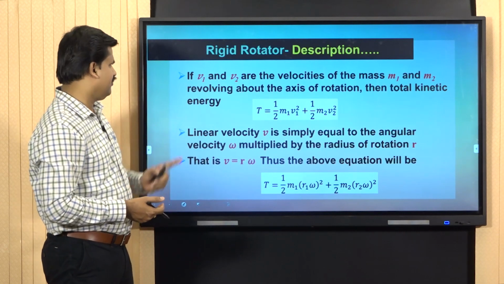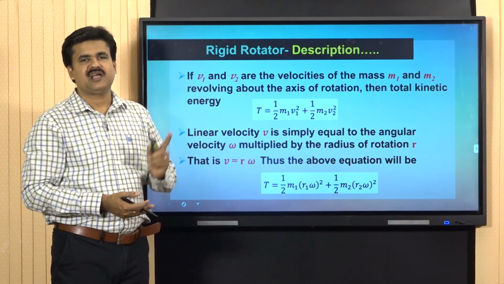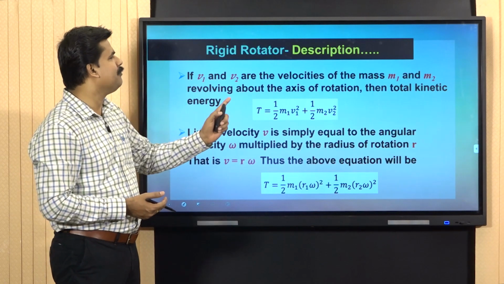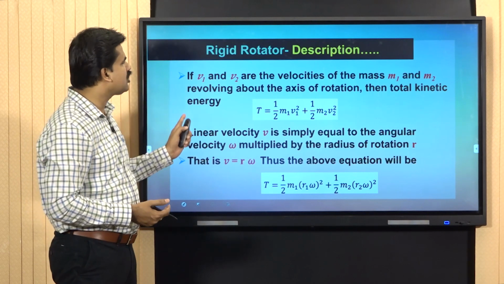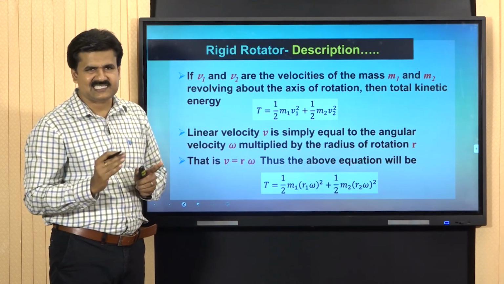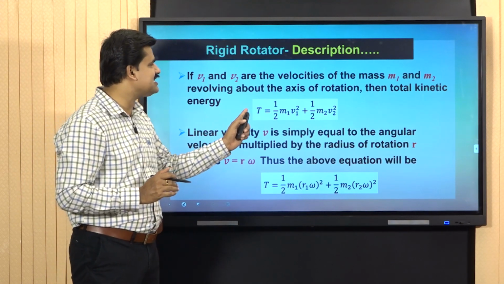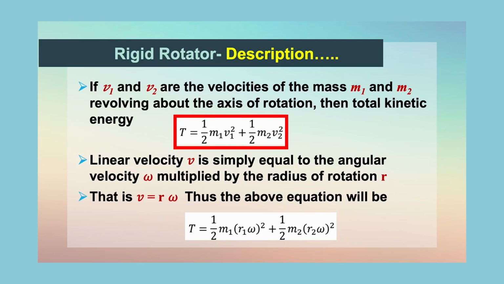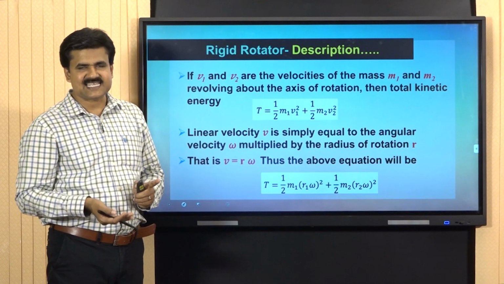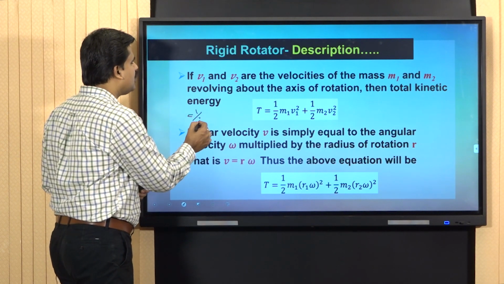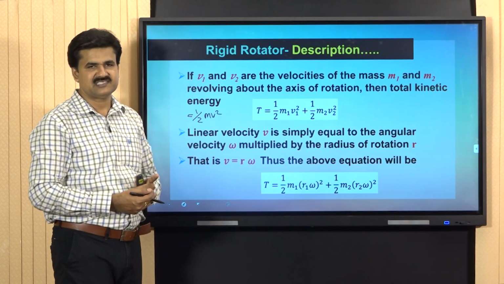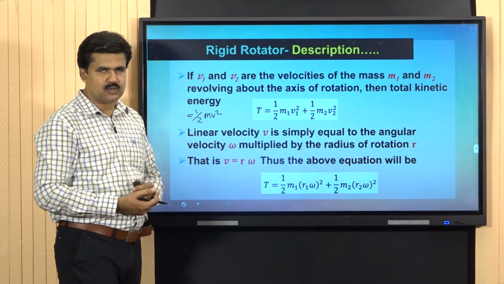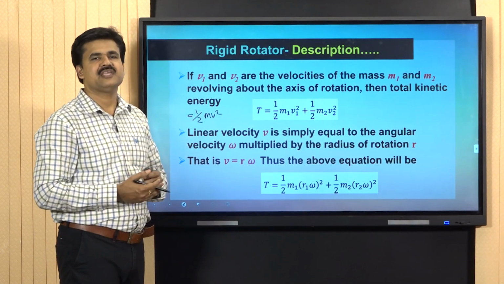Now, moreover, if V1 and V2 are the velocities of the masses M1 and M2 revolving about the axis of rotation, then the total kinetic energy of the rotator is given as kinetic energy capital T equal to half M1 V1 square plus half M2 V2 square. We know classically the kinetic energy is equal to half mv square. We are writing this expression analogous to half mv square.